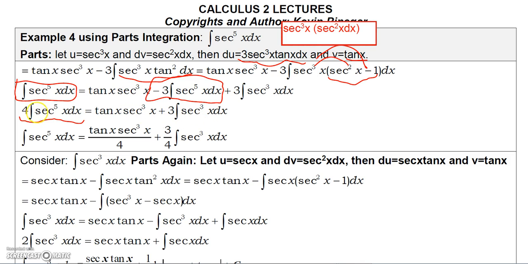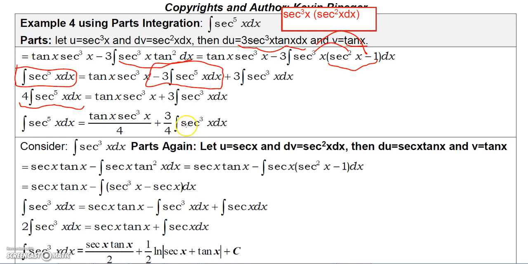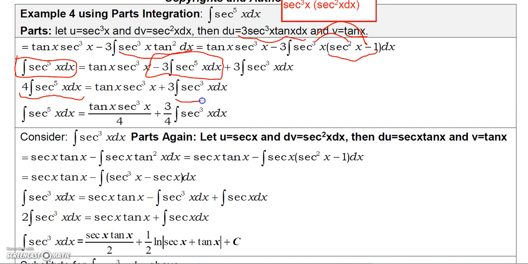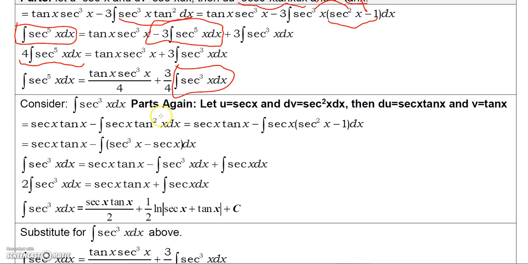And then if I divide everything by 4, you get tangent x secant cubed over 4, and if you divide this by 4, you get 3/4 times this integral here. Okay, so now the question is, how do I deal with this integral? Well, I'm going to deal with it again using parts.